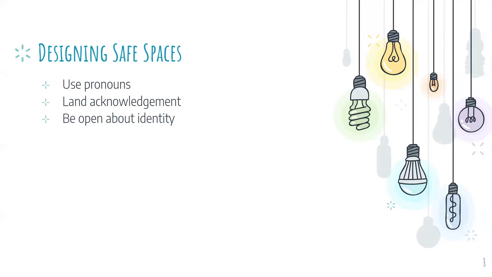And finally, be open about who you are. Whether it is sharing about your identity, your mental health, or your personal interest, when adults are vulnerable and allow themselves to be seen as human and not just authority figures, it allows to create safe spaces for youth to share as well.